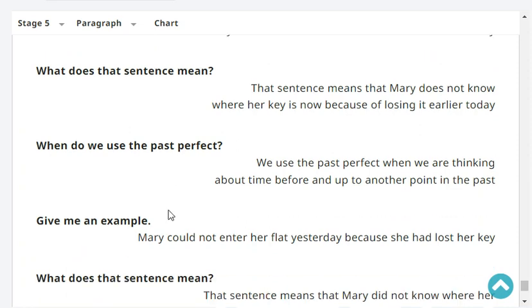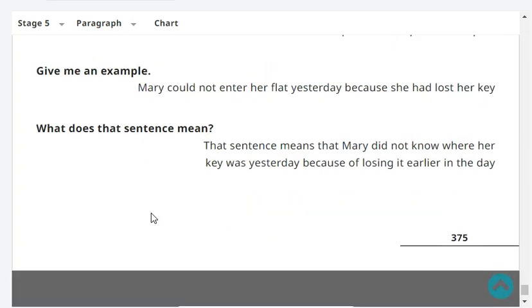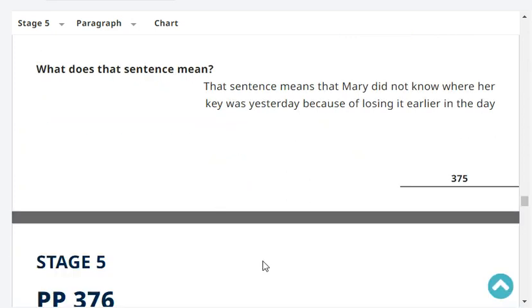When do we use the past perfect? We use the past perfect when we are thinking about time before and up to another point in the past. Give me an example, please. Mary couldn't enter her flat yesterday because she had lost her key. What does that sentence mean?